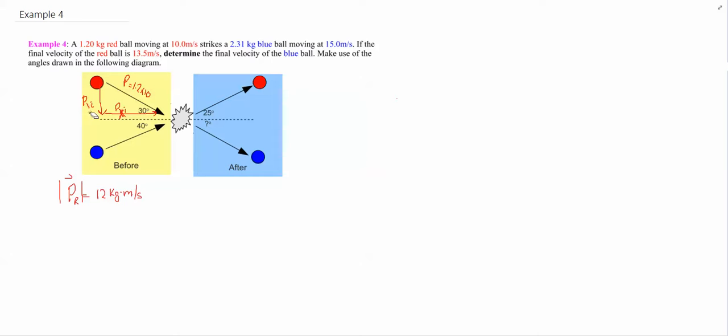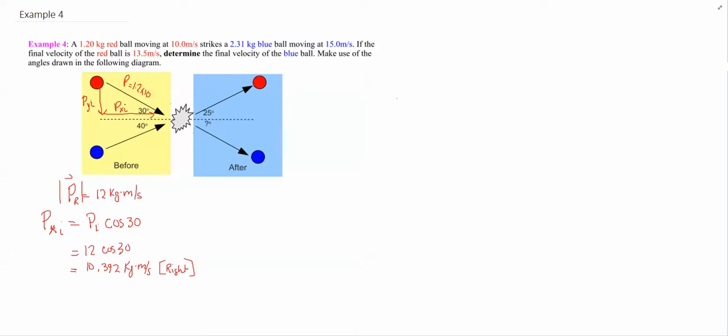Okay, let me just clean that up. So if we're going to calculate the initial momentum in the x direction first for the red ball, and I'm just going to keep all of the red in red ink and all of the blue in blue ink, and that'll help us distinguish them. We take the initial momentum of the red ball and we multiply it by the x, which is adjacent, so that's the cosine of the angle of 30 degrees. So that's 12 times the cosine of 30 degrees, and that gives us 10.392 kilograms times meters per second to the right.